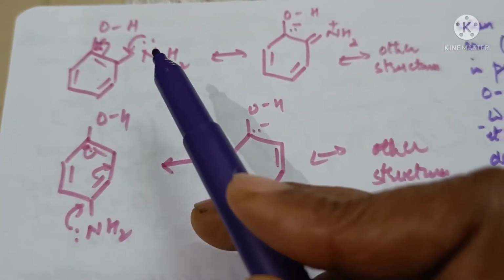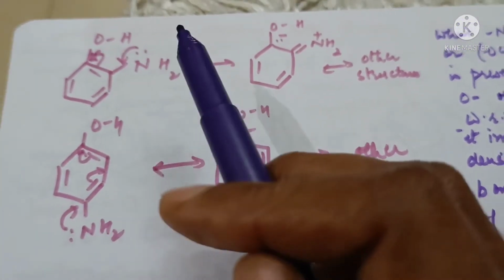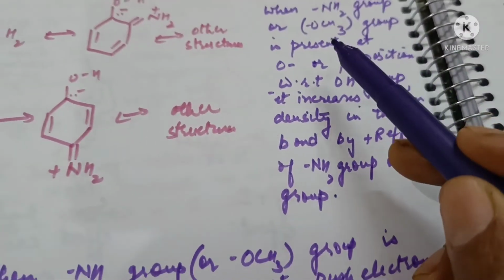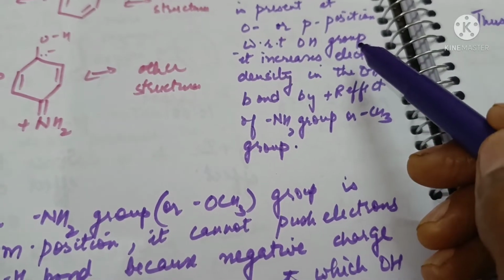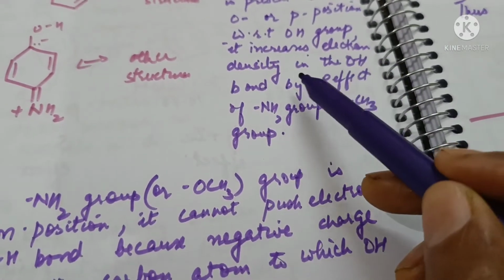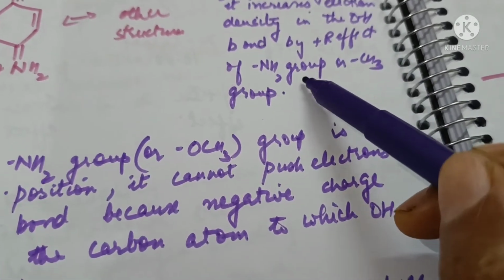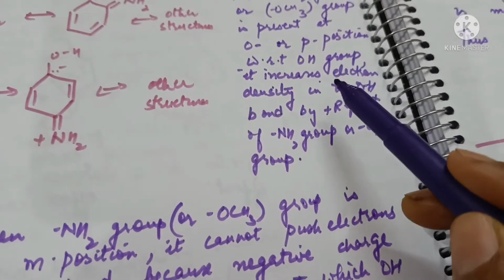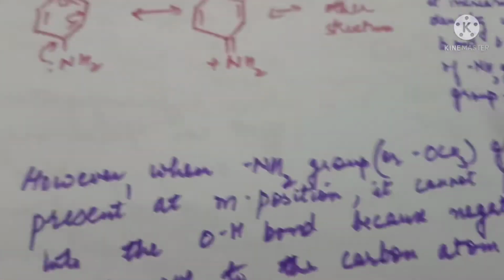So we see that because of plus R effect, the negative charge is intensified. So ortho and para aminophenols will be weaker acids than phenol. When the amino group is present at ortho and para position with respect to the OH group, it increases electron density on the OH bond by the plus R effect of the amino or methoxy group, thereby electron donating group means less acidic character.